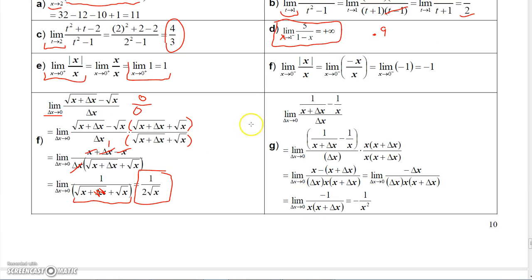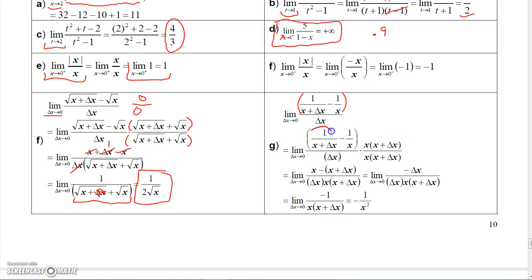And then here's another one. This one's a little tricky. What you have to do here is you have to get rid of these fractions that are on top. So here I'm going to multiply. By the way, if you let delta x be 0, you're going to get 0 on top and 0 on bottom. So I'm going to multiply the top and bottom by the common denominator, x times x plus delta x.